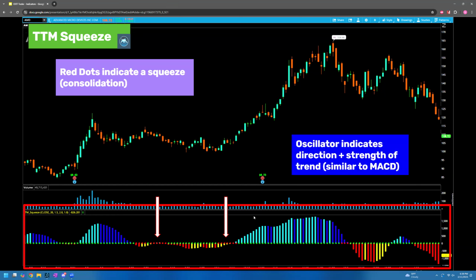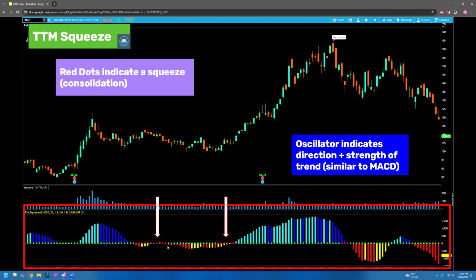and then also this oscillator, which is similar to MACD, and the oscillator indicates the strength and direction of the trend. So, for example, when you see these light blue bars, that basically means that the strength is increasing to the upside. When you see the darker blue bars, that means strength is still to the upside, however, it's beginning to wane. And then same thing for the downside bars. When you see these dark red bars, that means strength is increasing to the downside. And those yellow bars mean that the trend is weakening to the downside.